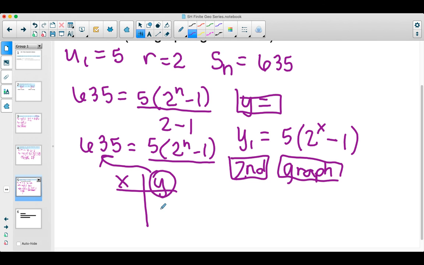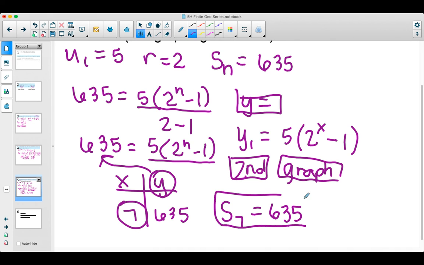And when you scroll and look for 635, you will notice that at x equal to 7, it gives you 635. So your answer is n is 7. So that means that S sub 7 must be 635, and that would be our answer. So n equals 7. So that is geometric series.